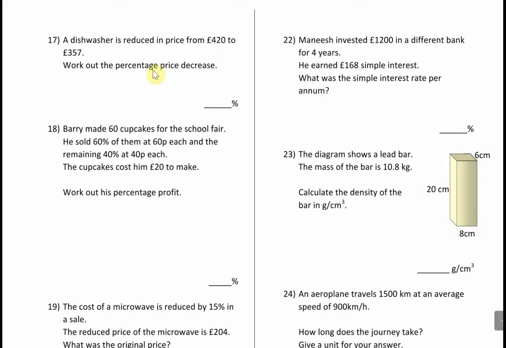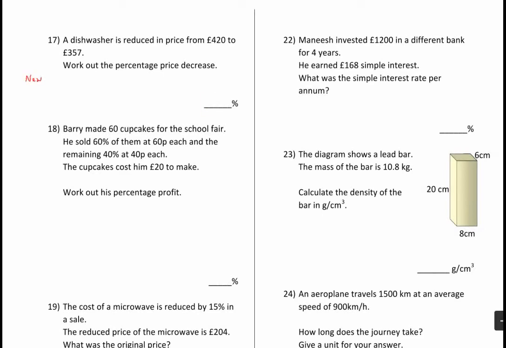Let's have a look at number 17. A dishwasher is reduced in price from £420 to £357. Work out the percentage price decrease. So one way we could do this is to do the new price divided by the old price.